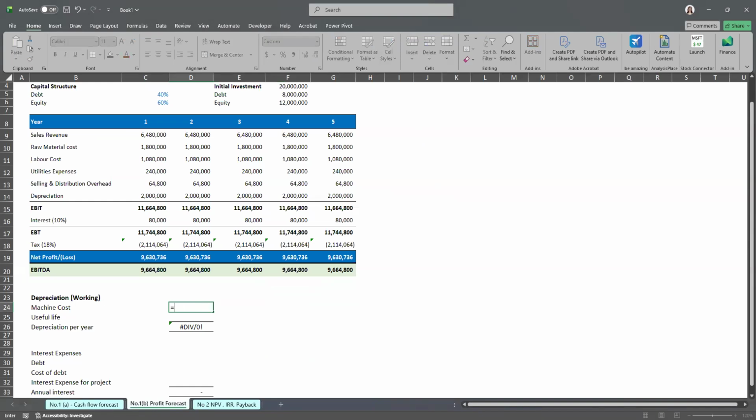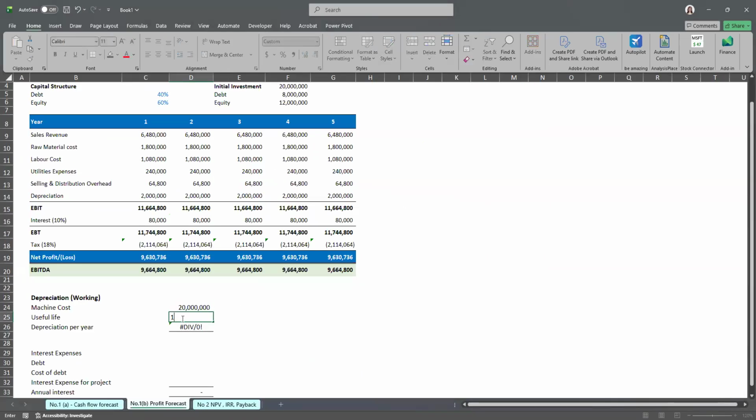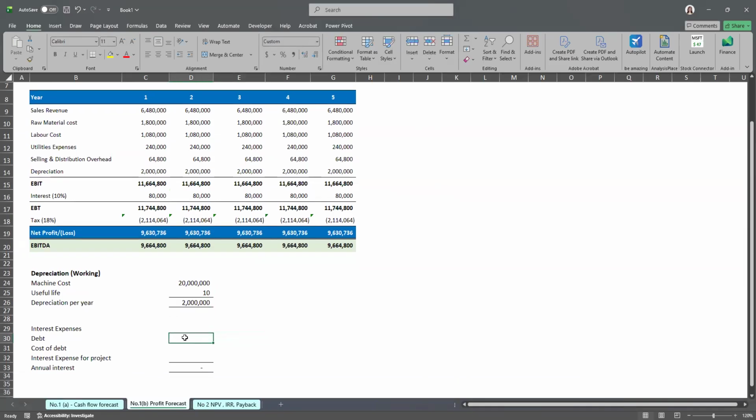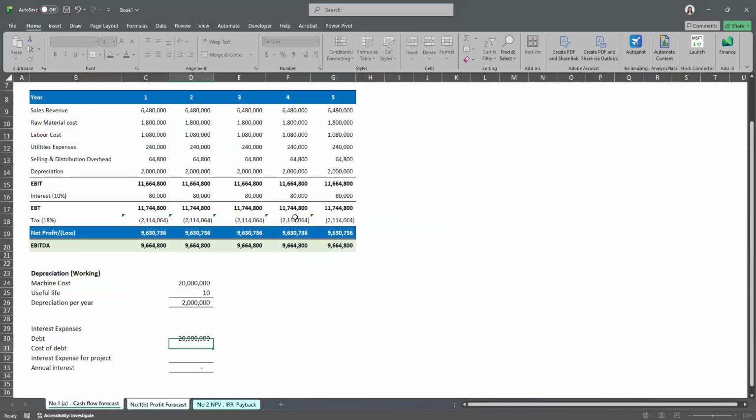Okay, this one is depreciation cost, we are using 10 years, and the debt is, I think, 2 million, 40%. For details, we are taking this value.